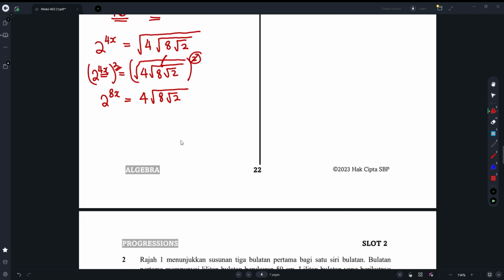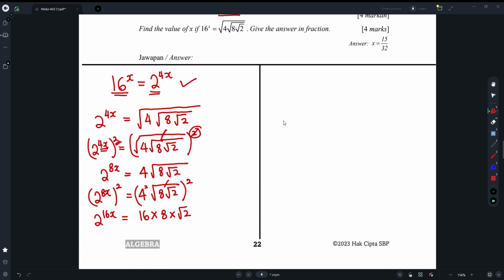Please take note. Okay, again, I'll do the same step. 2 to the power of 8x is equivalent to 4 square root 8 square root 2. I'm going to again square both sides. So when I square here, 8x times 2 becomes 16x. And here, please take note, this square will eliminate the square root and also will act as a square for this number. So 4 squared will become 16 multiplied by 8. Why multiply by 8? Because the 8 is now a single number without the square root. And then multiply by surd 2 here.